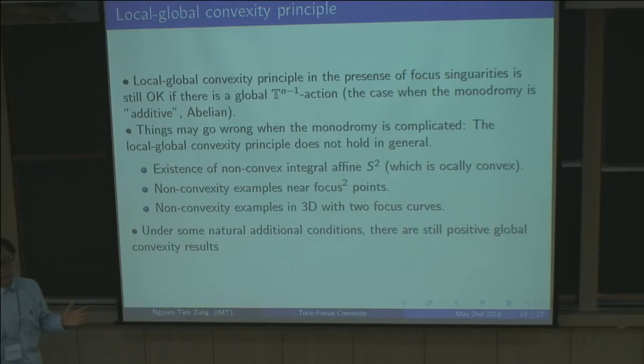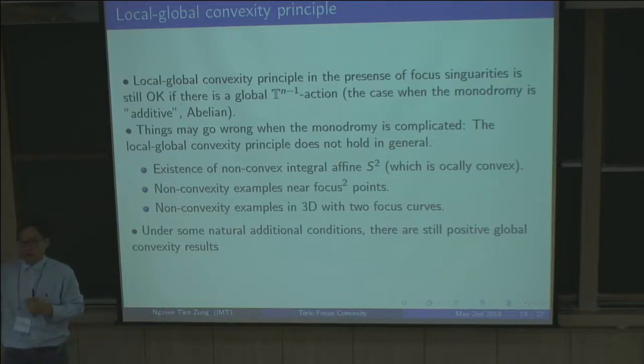Okay, now, once we have this local convexity with just one focus component, we can talk about the local-to-global convexity principle. So does this still work? If it works, then we have global convexity. Now, unfortunately, it does not work in general. And so actually, here's this phenomenon which happens when your affine structure has singular points of focus type: the local-to-global convexity principle, unlike the Euclidean case, does not work in general. And so it gives rise to phenomena like things which are locally convex but globally non-convex.